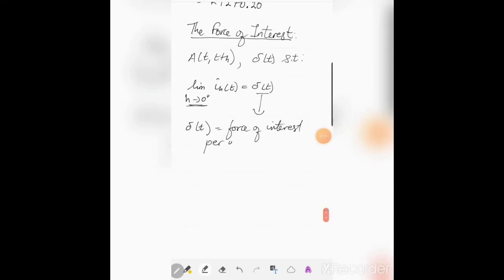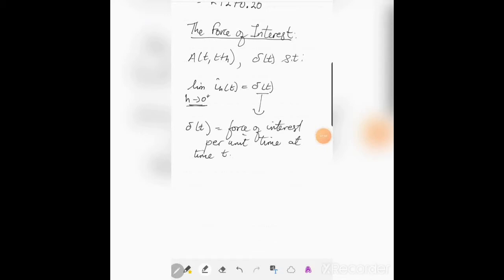per unit time, and this unit time is at time t. So under the nominal rates of interest per unit time at time t, convertible momently.